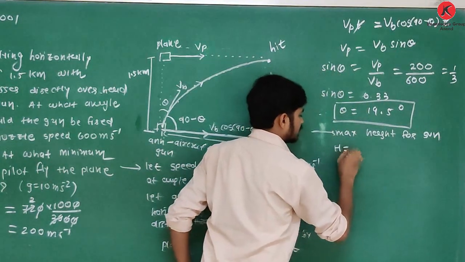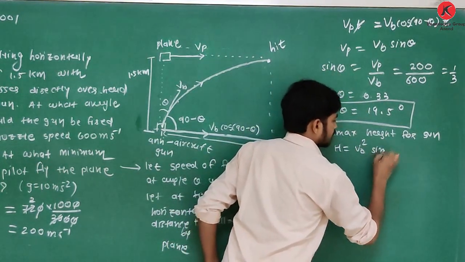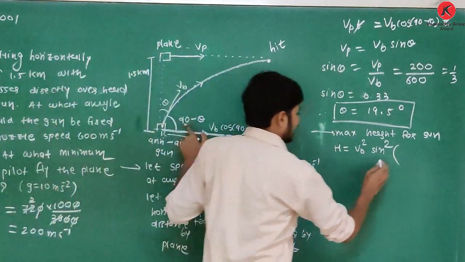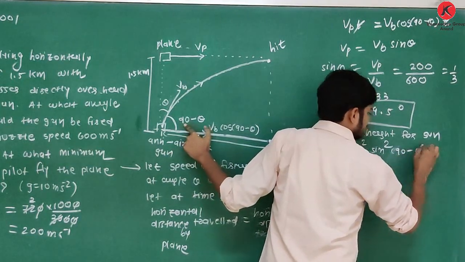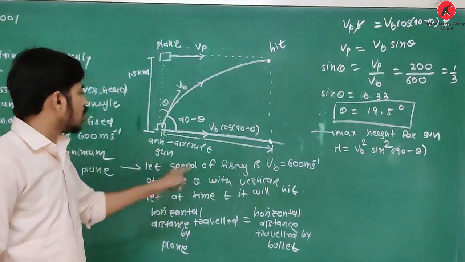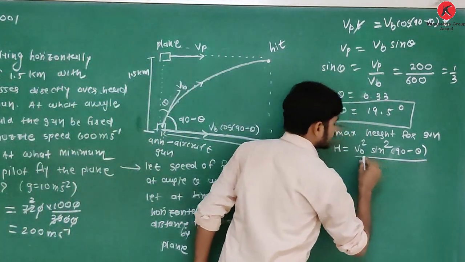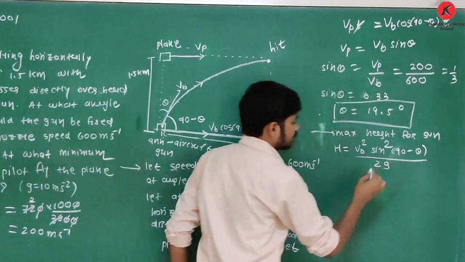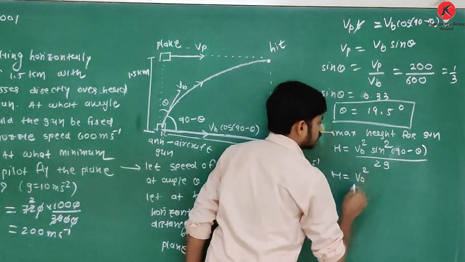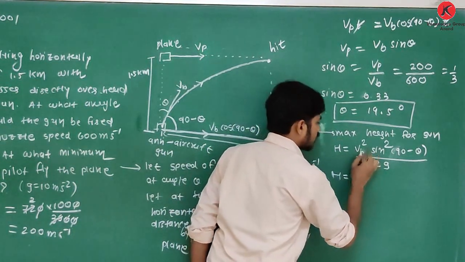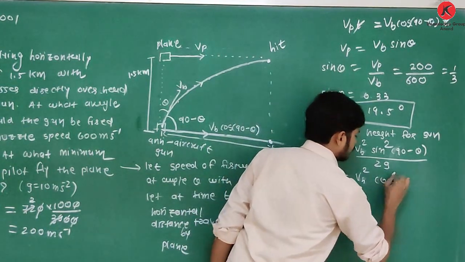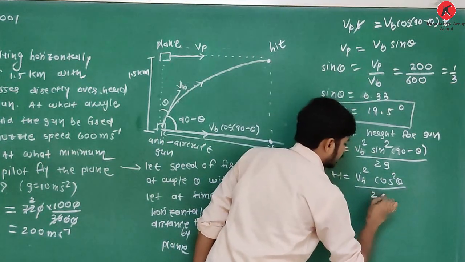What is the equation of maximum height? H is equal to V0 square sine square of the angle of projection with the horizontal, always. It is 90 minus theta. Remember, theta is not the angle of projection; the angle with the horizontal is 90 minus theta. So H is equal to V0 square sine square(90 minus theta) upon 2g. I can replace V0 by Vb because it is the speed of the bullet. Sine(90 minus theta) means cos theta, so cos square theta divided by 2g.